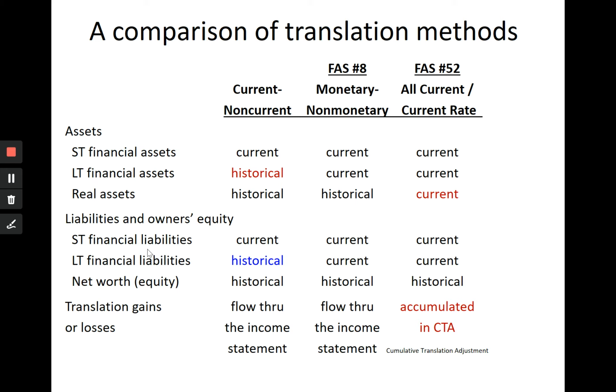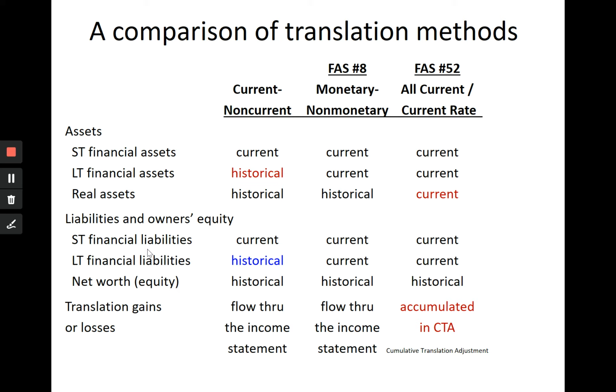Okay, let's look at short-term financial assets. All the methods agree and they use the current exchange rate for translating the value of a short-term financial asset that the subsidiary has in foreign currency, and they translate it into our domestic currency at this period's exchange rate.